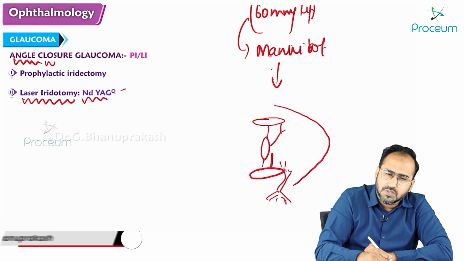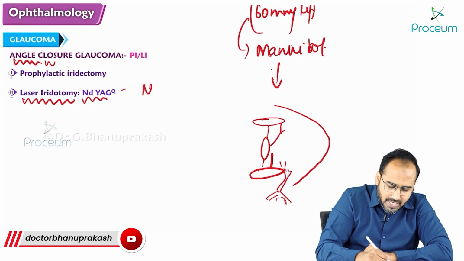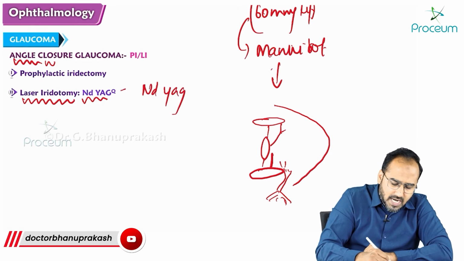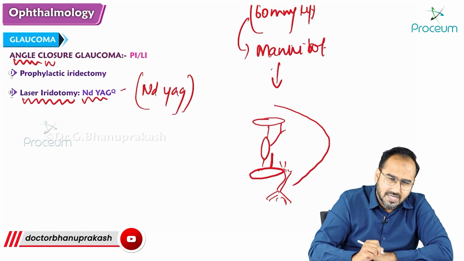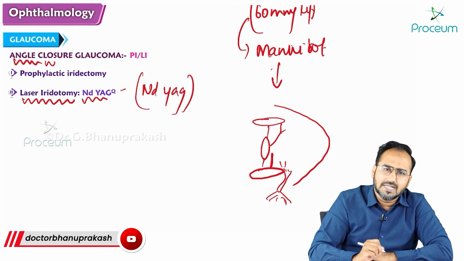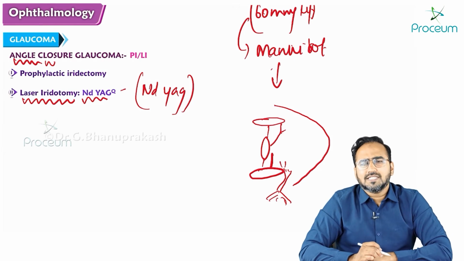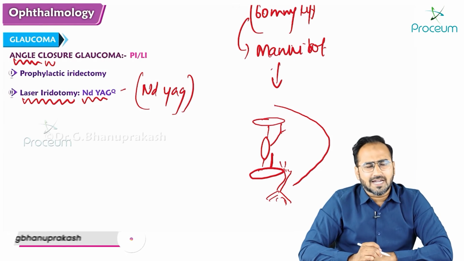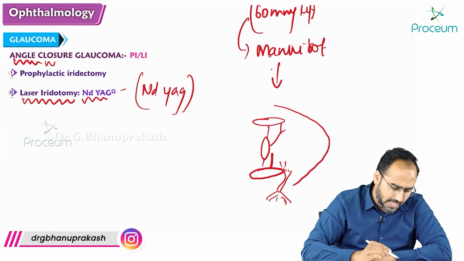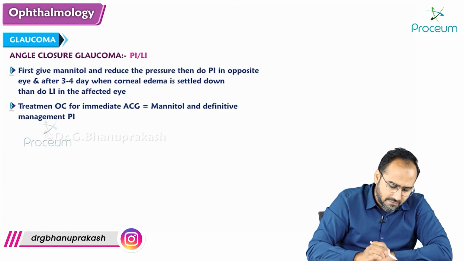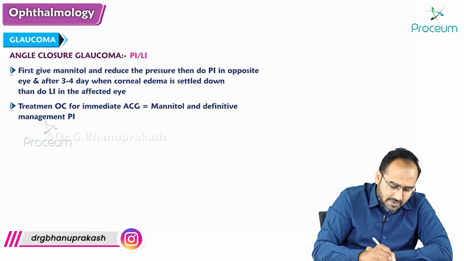What is the laser that we use in this iridotomy? Again, it is the same laser that was used for after cataract. What is that laser? Nd:YAG laser. So the laser that we use over here is Nd:YAG laser. But what should be kept in your mind? First, as the patient is coming, we give mannitol to reduce the intraocular pressure.